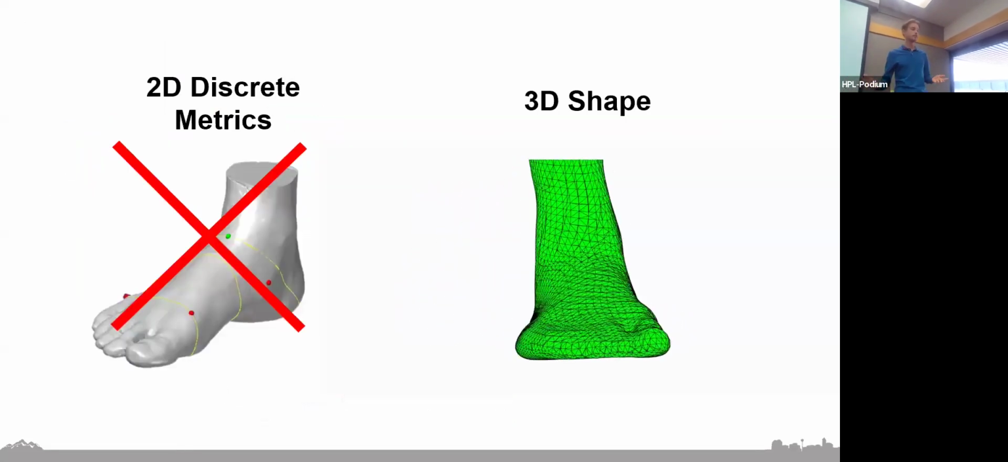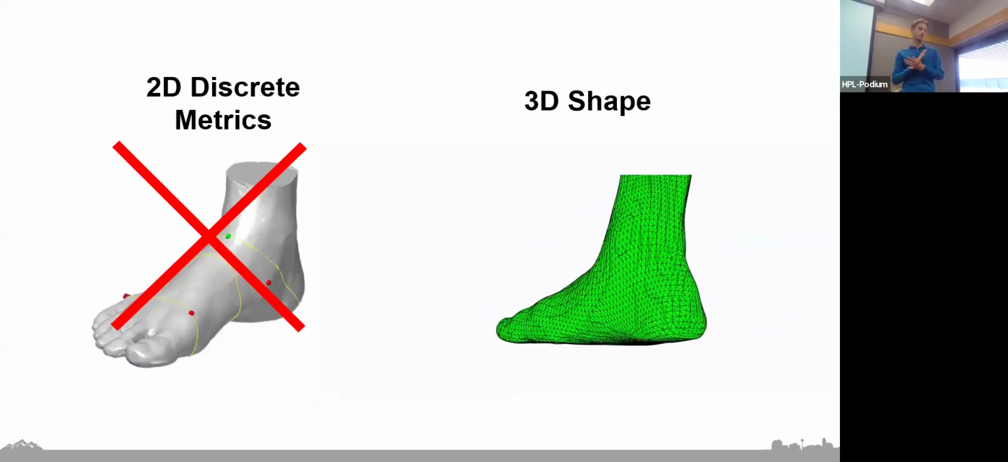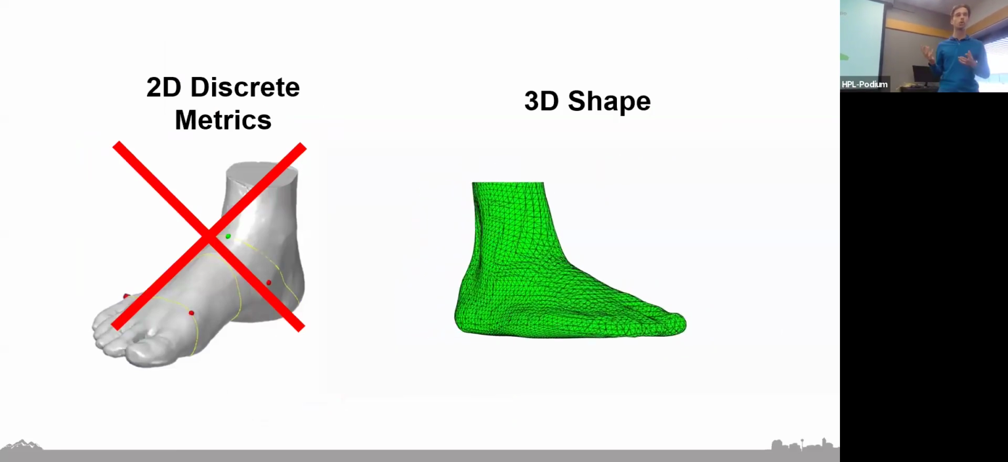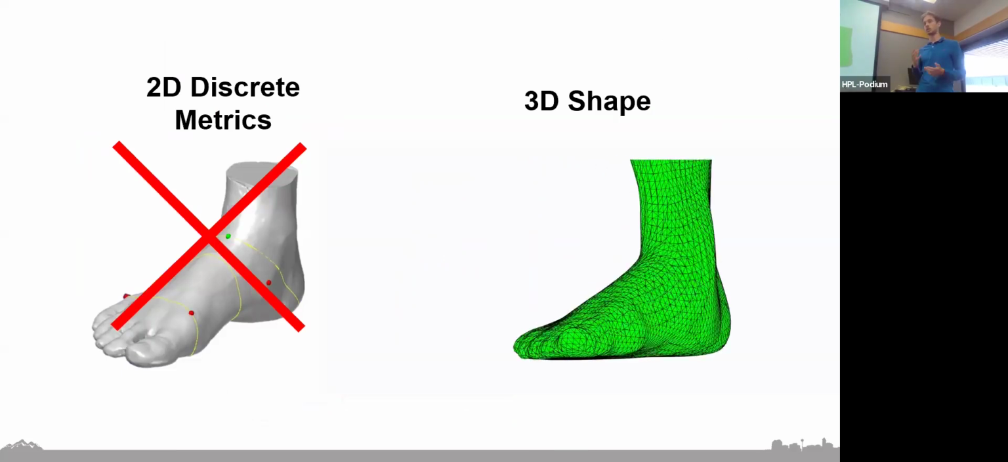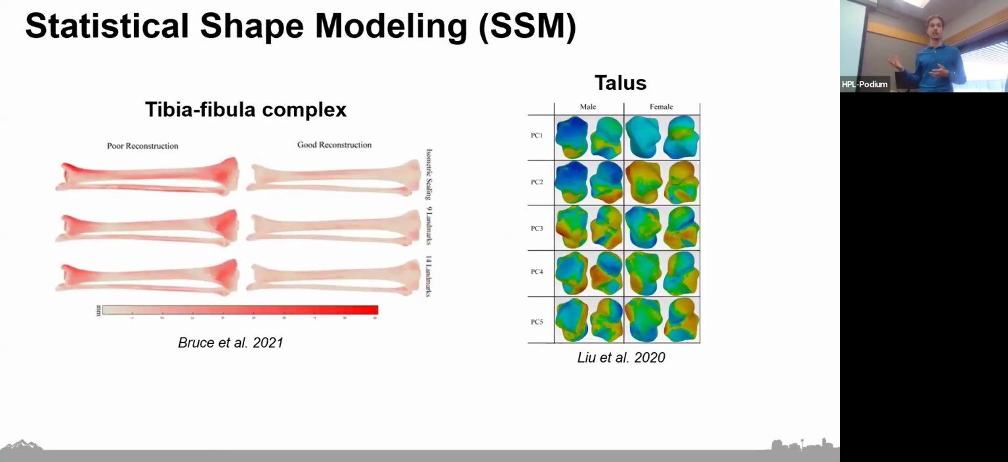So we can see that to understand foot shape and how it plays into footwear fit, we need to go beyond 2D discrete metrics. And I believe that we can take a more holistic look at foot morphology by examining the whole 3D shape using a technique called statistical shape modeling. If you're not familiar, statistical shape modeling is a technique used to understand a collection of geometrically similar 3D shapes by describing their average shape and then principal components of variation. It's a technique used widely in the medical imaging world, and these models can be applied in a bunch of different ways.